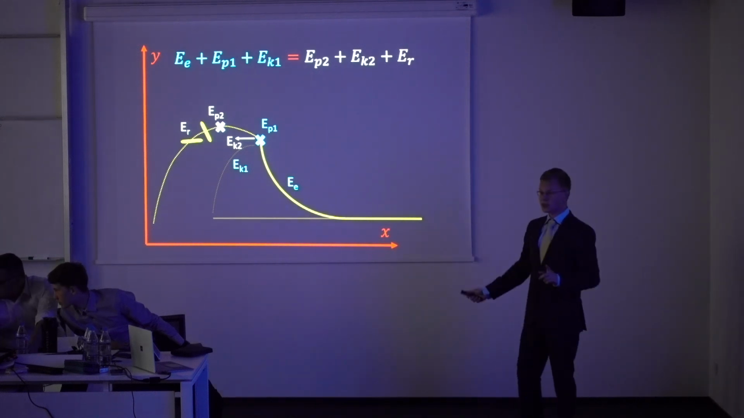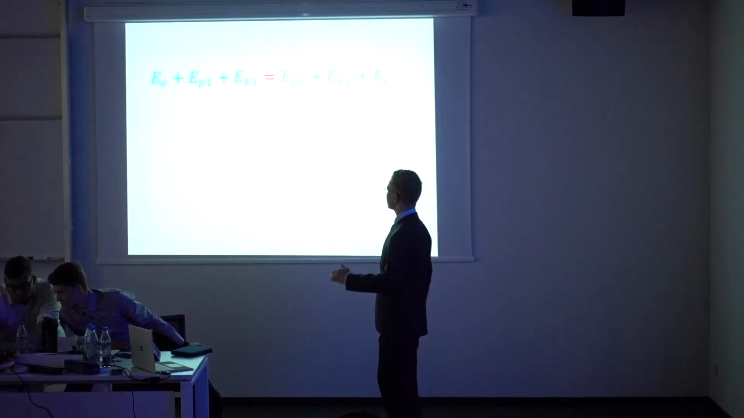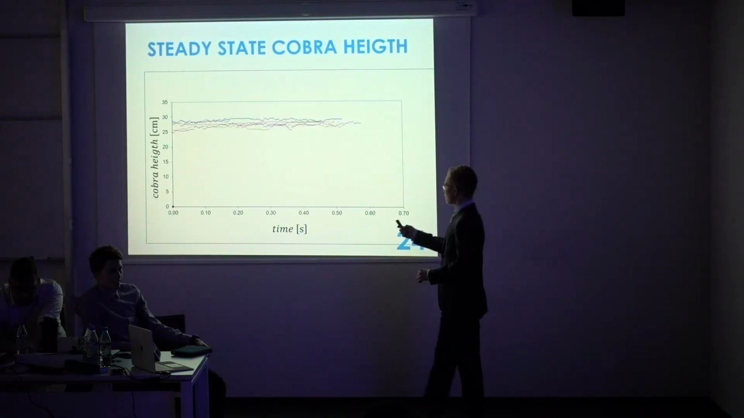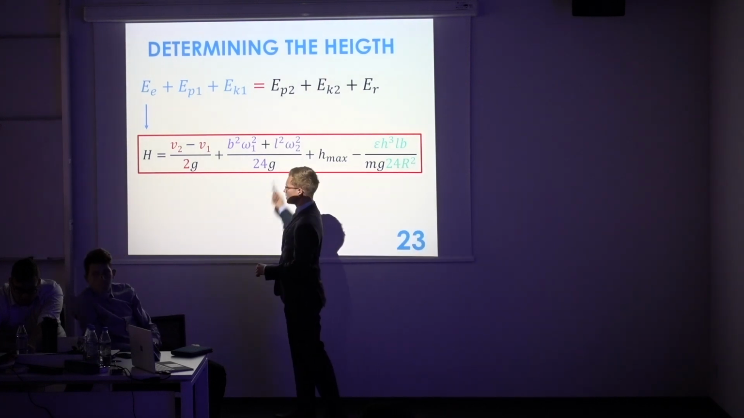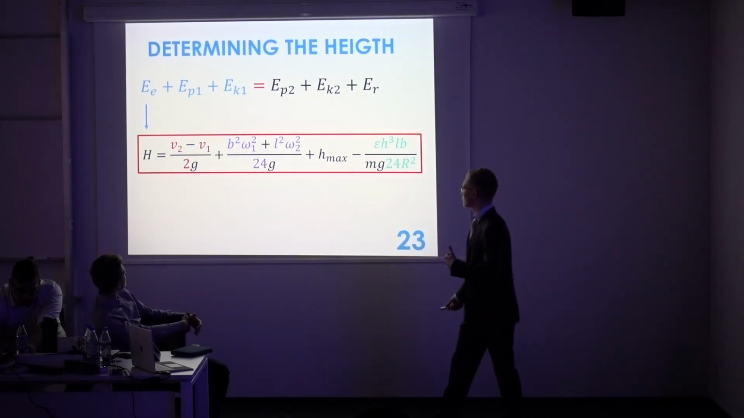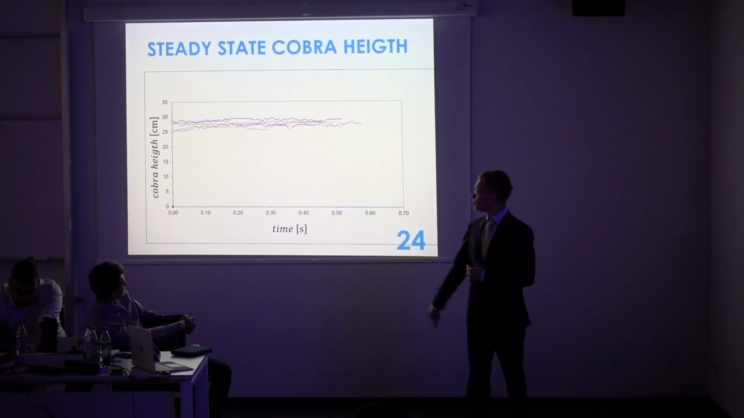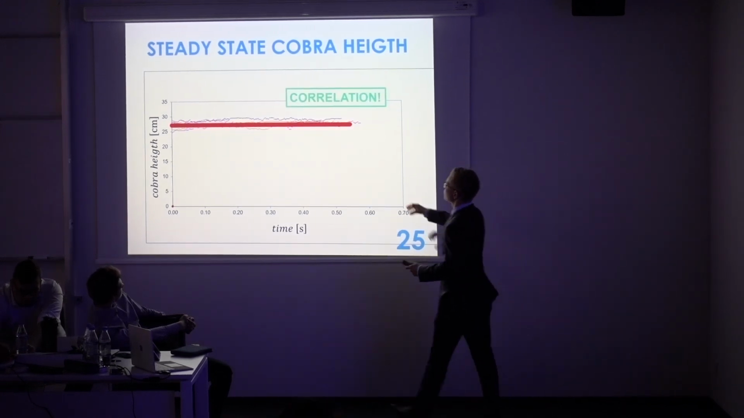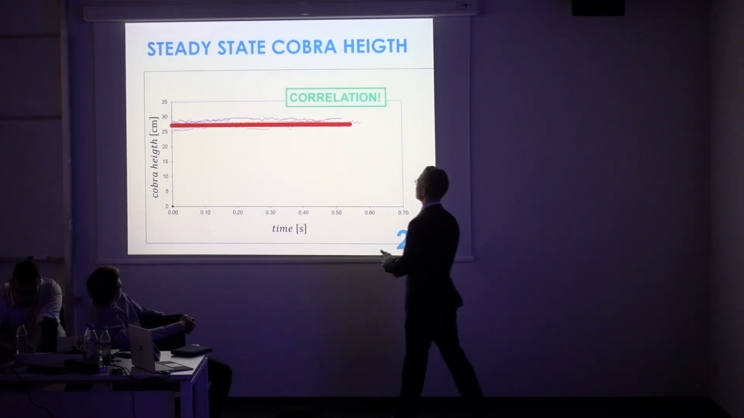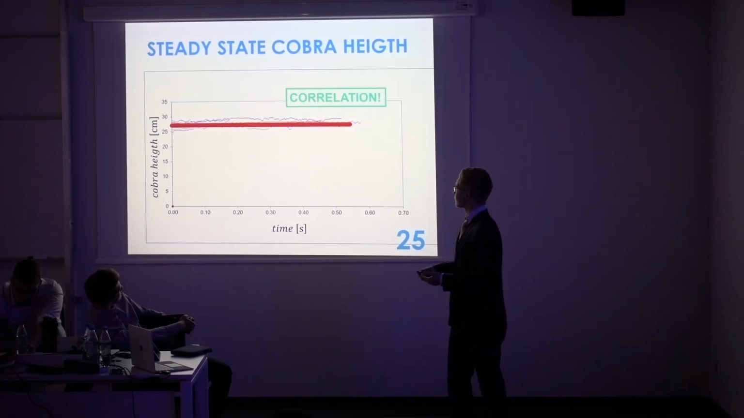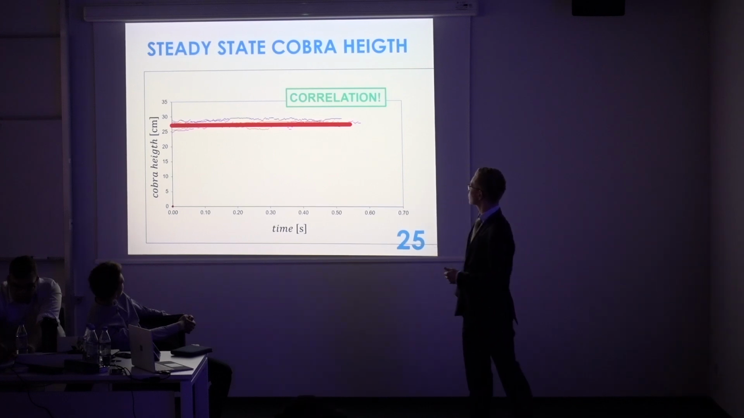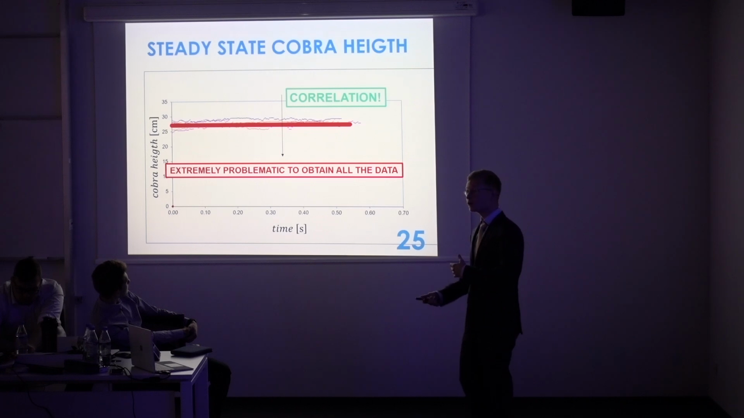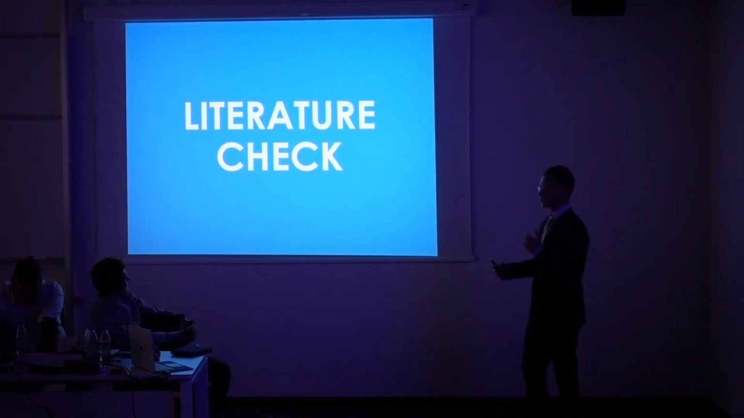From this, indeed, we can arrive at the correct model for the height, which also involves the rotations of the sticks and such. We see that it correlates with our measurements. Here you can see five measurements of the same cobra correlated with it, but it is extremely problematic to obtain all the data such as rotations, so we will see a better theoretical model.